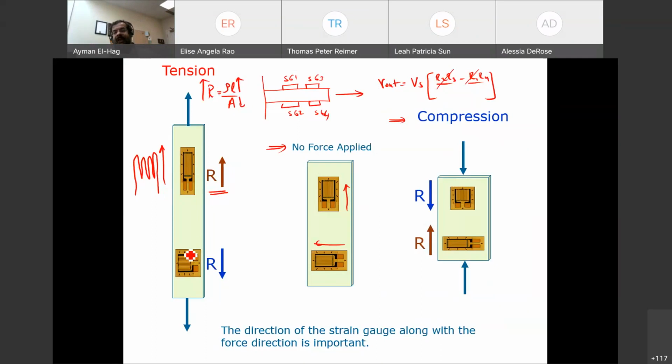If my strain gauge was placed 90 degrees to the force, remember this is how it looks when there is no force. When I apply the force, this will be compressed. So L will decrease, A will increase, and then R will decrease. And vice versa when we have a compression force.